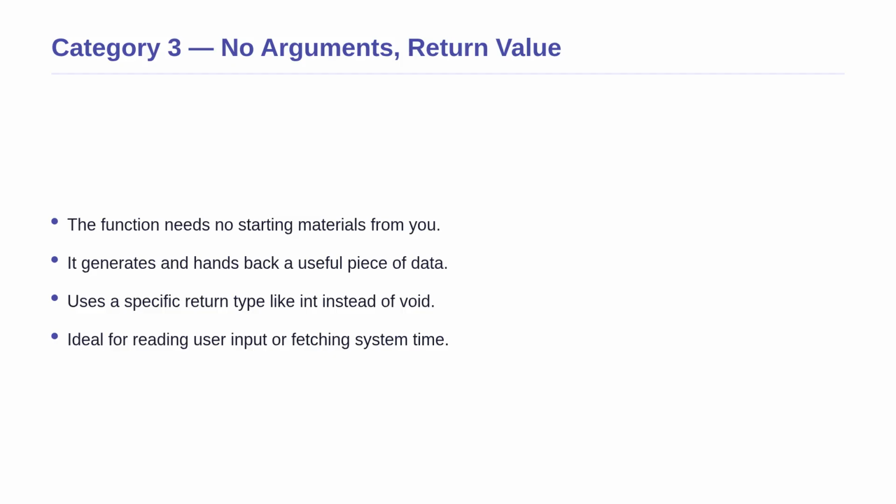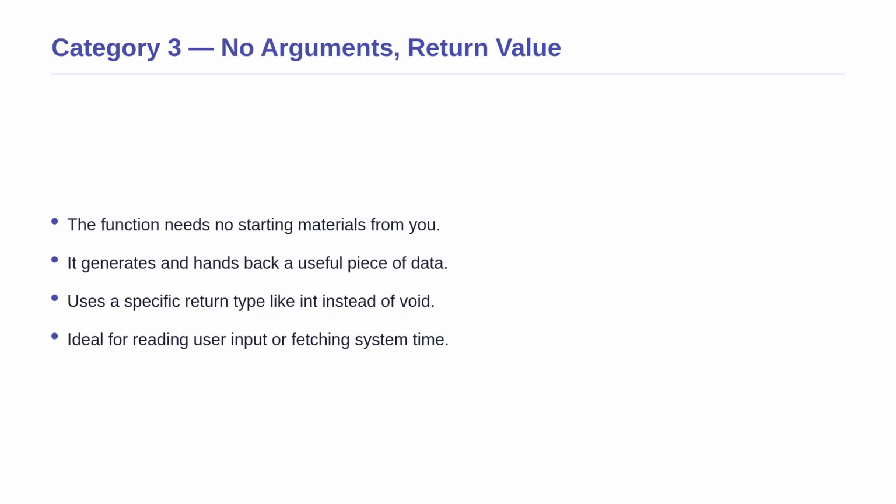Our third category flips the previous one around. These are functions that take no arguments but do return a value. This means the function does not need any starting materials from you, but it will generate and hand back a useful piece of data. A real-world analogy would be looking at a wall clock.